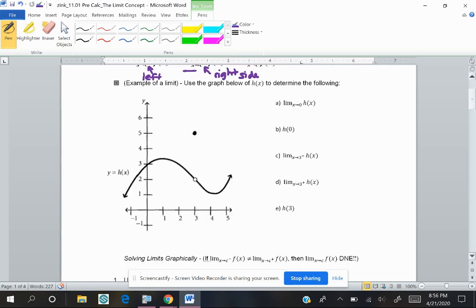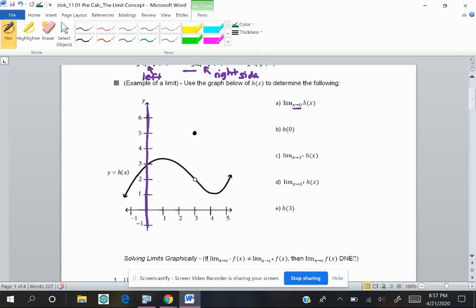Here's an example. Use the graph of h of x to determine the following. The first says the limit as x approaches 0 of h of x. So we're talking about where x is equal to 0, right along this line right here. In order for the limit to exist, it has to be the same from the left side and the right side. So let's start on the left side.